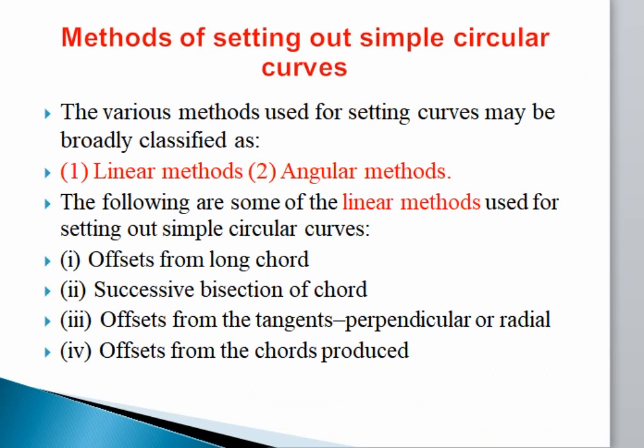The following are some of the linear methods used for setting out the simple circular curve. First is the offset from the long chord, second is successive bisection of the chord, third is offset from the tangents, perpendicular or radial offset, and offset from the chord produced. So, first we see the offset from the long chord.